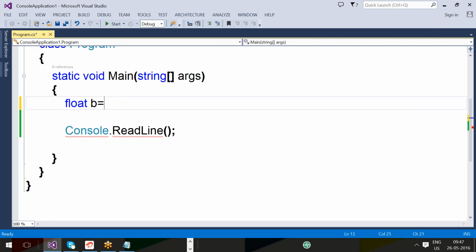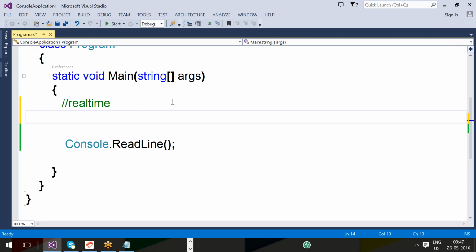Float b equal to minus 4.5f, is it valid or invalid? Valid. Why? Because float is a signed data type, which can assign positive values as well as negative values. Next question is a real-time example for a float variable.